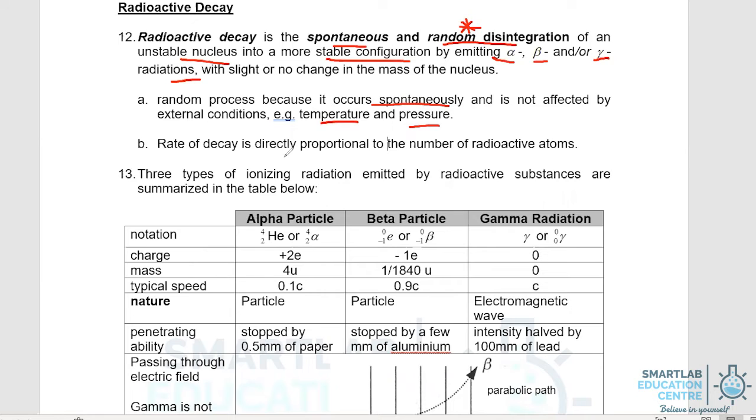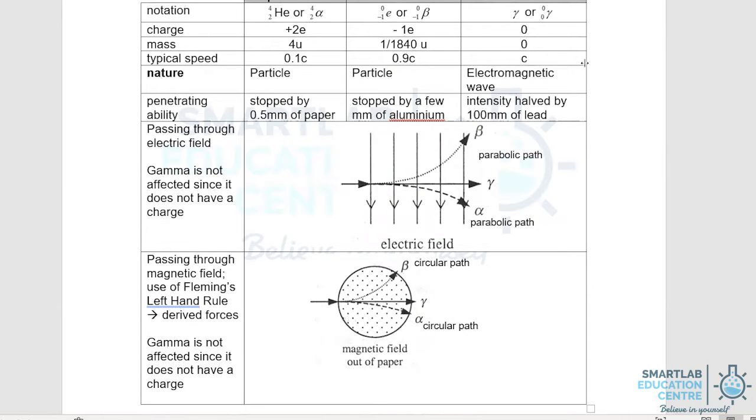The rate of decay is known to be directly proportional to the number of radioactive atoms. Hence, if you have a larger number of radioactive atoms, the rate of decay will increase proportionally. Let's now take a look at the 3 types of radioactive decay.